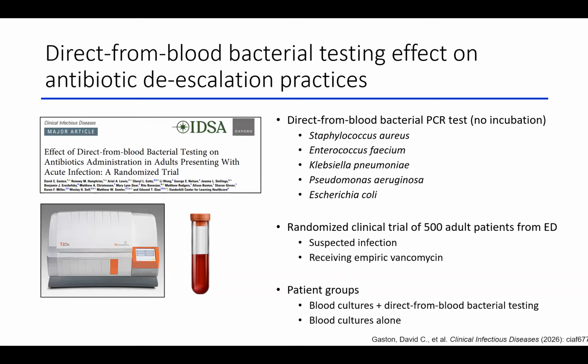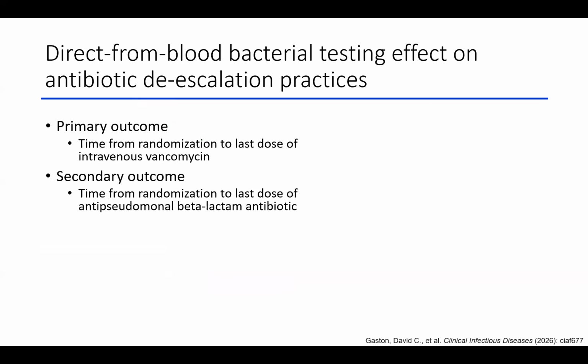It's a randomized clinical trial of 500 adult patients from the ED, either suspected of having a bloodstream infection or receiving empiric vancomycin. Their patient groups were blood cultures plus this direct from blood bacterial testing, or just blood cultures alone, kind of routine. The primary outcome was de-escalation, so time from randomization to last dose of intravenous vancomycin.